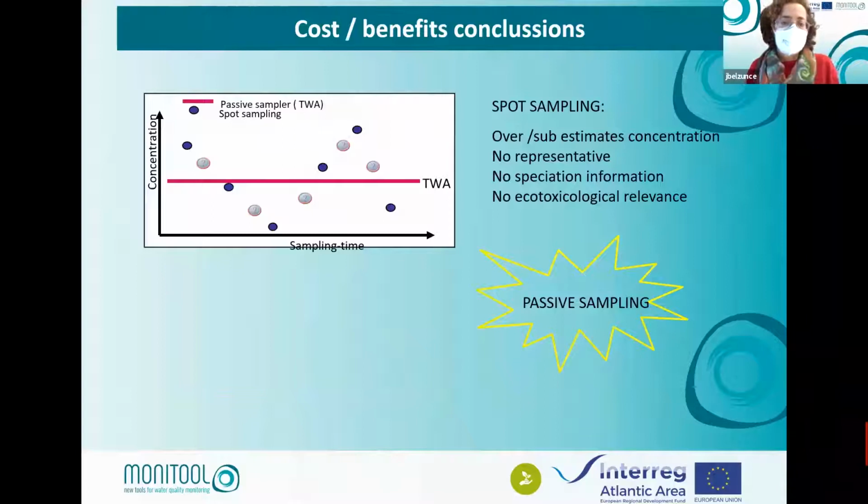So conclusion. With spot sampling, again, you can overestimate concentration. It's not very representative, no speciation information, no ecotoxicological relevance. But with passive sampling, all these limitations you can overcome, and many times with much lower costs, cost in time, in resources, in personnel, and it's a guarantee that you have a good quality of data. So this is all. Thank you very much.